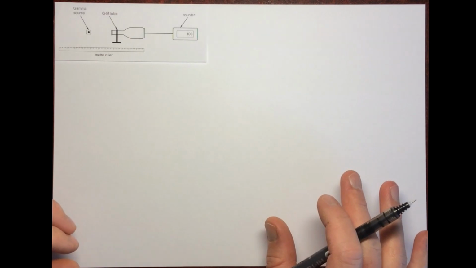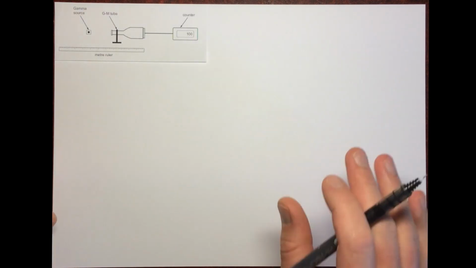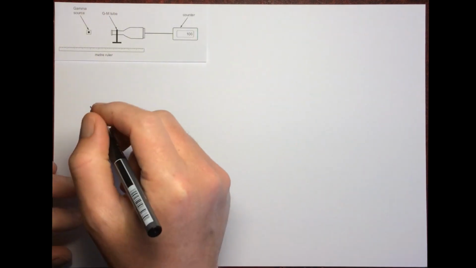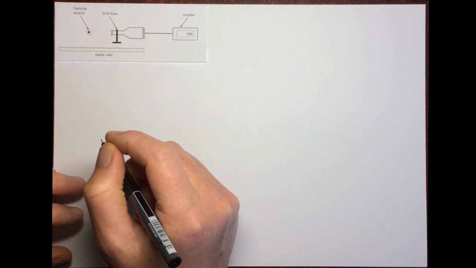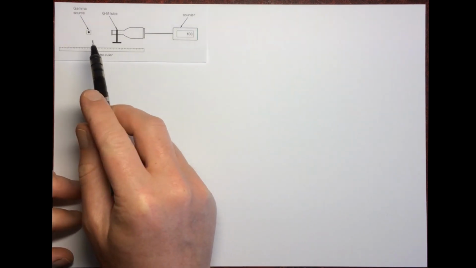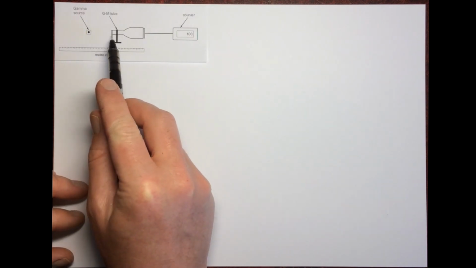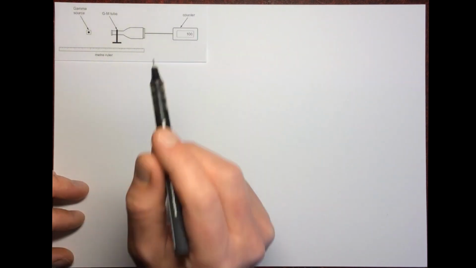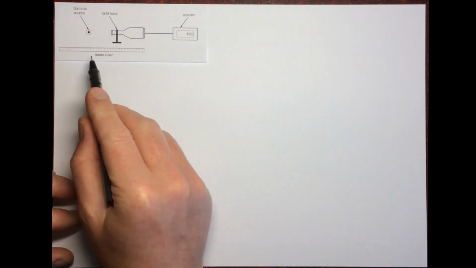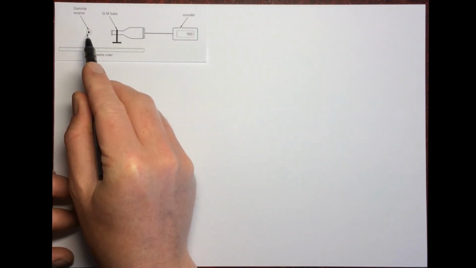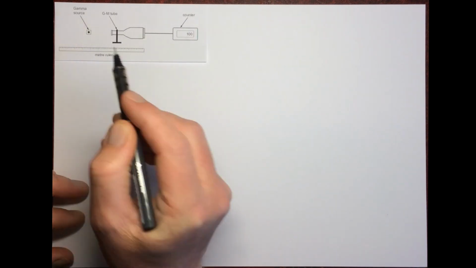In this video we're just going to talk about the inverse square law experiment, the specified practical. To start off with, here's the apparatus. You can see we've got a gamma source, a Geiger-Müller tube detector and digital counter attached to that, and then a meter ruler to measure the distance between the gamma source and the GM tube.